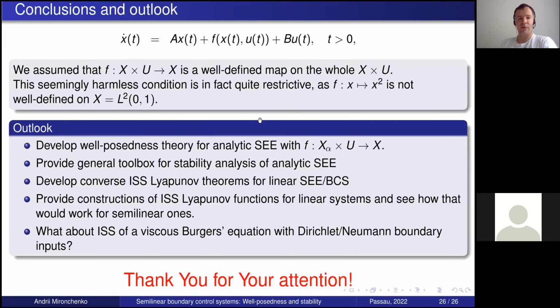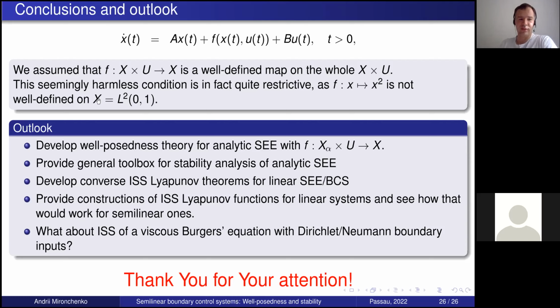Now let me go to some outlook. After all the things which were quite nice, let me tell one thing which is not that nice about that class of systems. Namely, we have assumed that F is defined on the whole X times U. It seems like a rather natural condition, but in fact it rules out many nonlinearities. If X, our state space, is L2, then just this square map is already not well defined, because it maps L2 to L1.